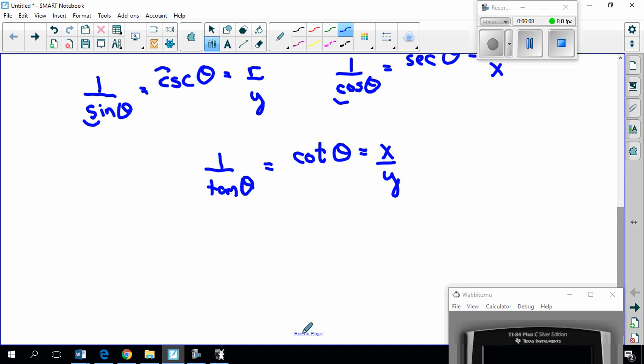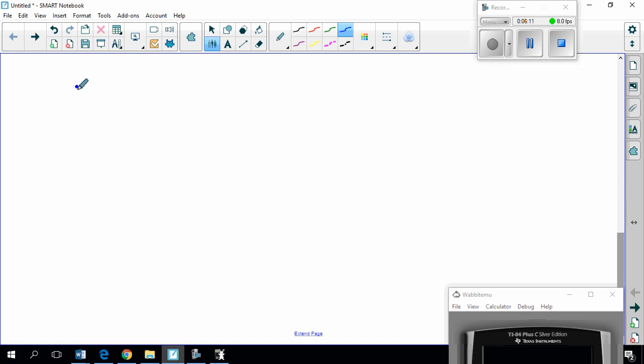So here we go. Recall, the worst word in all mathematics. You remember just a few minutes ago, x squared plus y squared equals r squared.